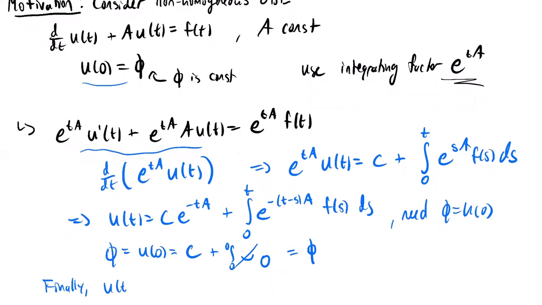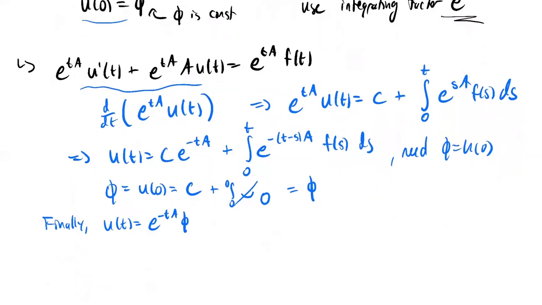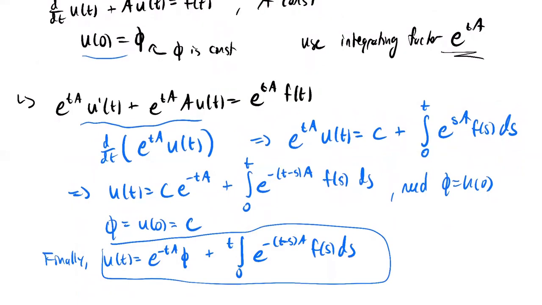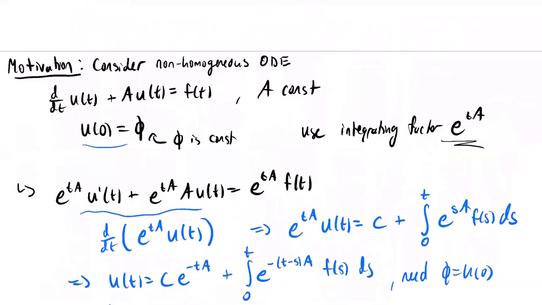And so finally you get my solution u of t. Again, this is a review from ordinary differential equations, but it's important for what we're going to do. So this is equal to e to the minus ta times phi, which was your initial state, plus this other term, right? So plus the integral from 0 to t of e to the minus (t minus s) a f of s ds, right?